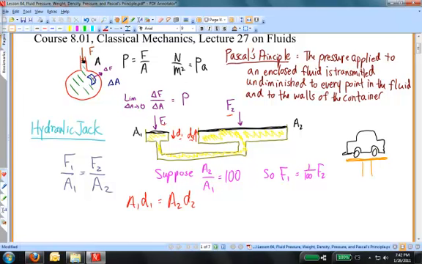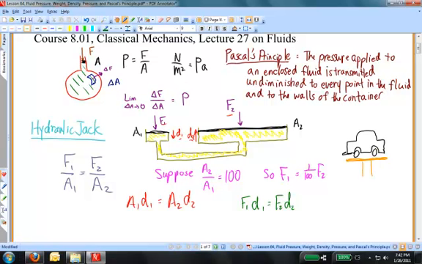And if we look at the work that's involved, the work on the left side is F1 times D1, and the work on the right side is F2 times D2. Well, if F1 is 1/100th of F2 and D2 is 1/100th of D1, then I haven't violated conservation of energy at all. So the work I do when I push the left side down, I get back in terms of gravitational potential energy by lifting the car.